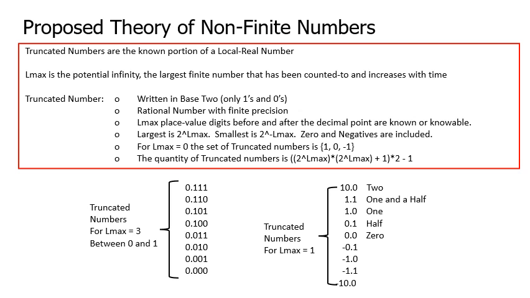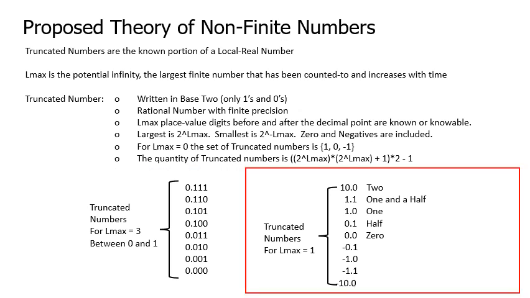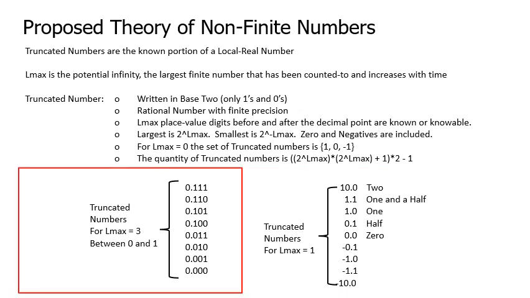For Lmax equal to 0, which perhaps models the beginning of time, the truncated numbers are 1, 0, and -1. For Lmax equal to 1, there are 9 truncated numbers as listed, spanning from -2 to 2. For Lmax equal to 2, there are 33 truncated numbers. For Lmax equal to 3, the span from 0 to 1 is given.